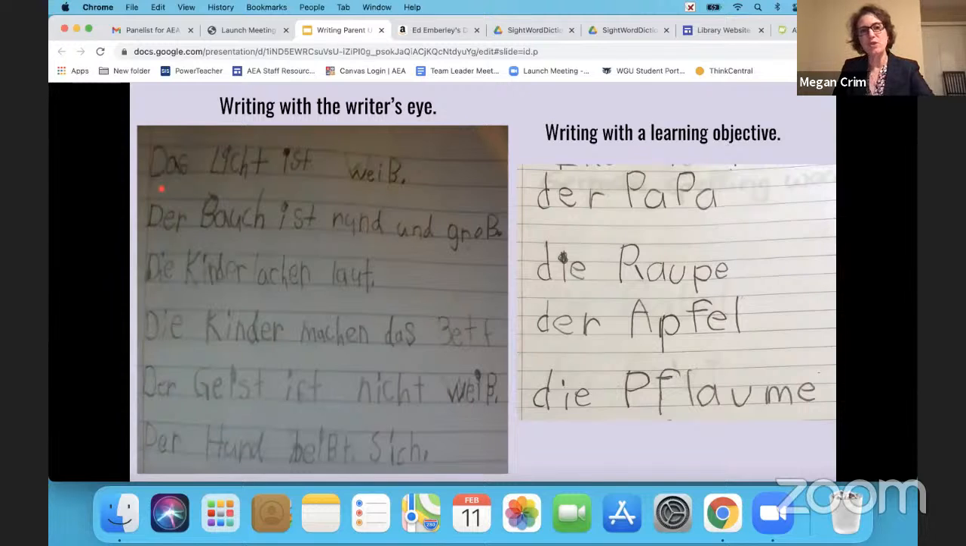And then after, that child could have the writer's eye right next to the writing, or you can go back and look for capital letters and space between words. But having that writer's checklist next to the writer when they're writing is a tool that we use in the classroom. This is a great example of writing with a learning objective. So these are sight words, actually the spelling words for German, and they're nouns. And so focusing on the capital letter, the student did a beautiful job, beautiful job.